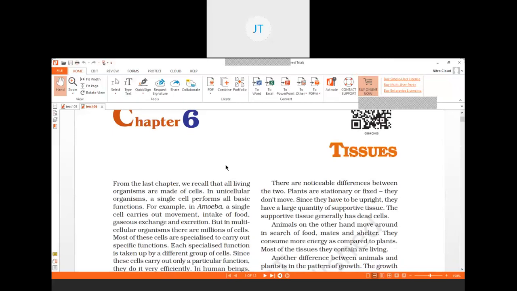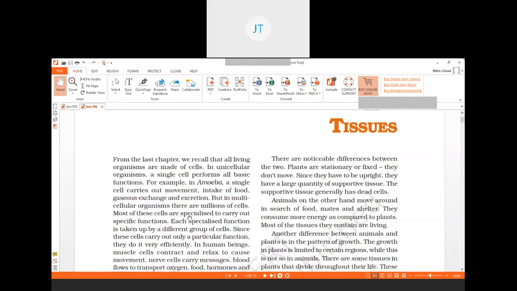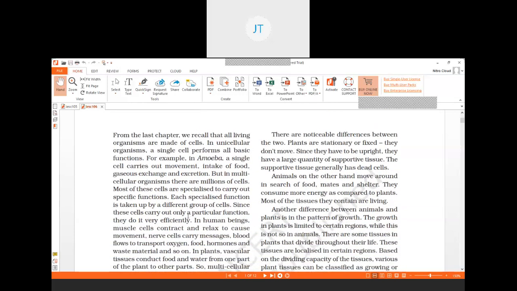In this chapter 6 we will see both plant tissue and animal tissue. From the last chapter we recall that all living organisms are made up of cells, and we already told you there are two types: unicellular organisms and multicellular organisms. In unicellular organisms there is no tissue, only a single cell, and that single cell performs all the functions of taking food, excretion, digestion; all the activities are performed by that one cell.